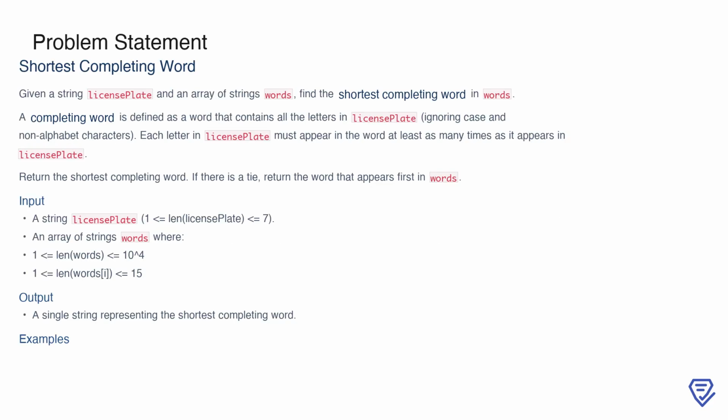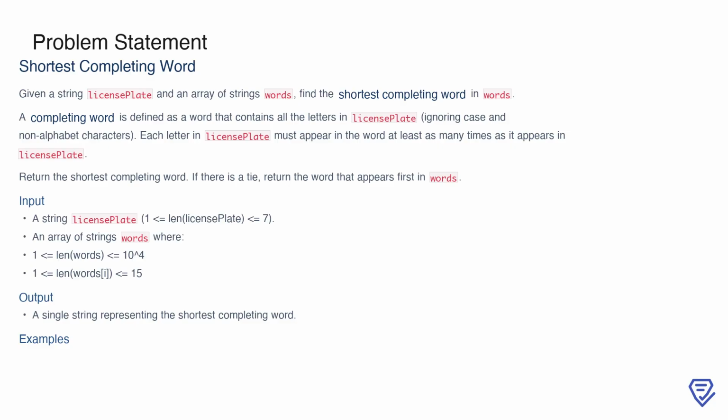In this problem, you are given a string called license plate and an array of words called words. Your goal is to find the shortest completing word from the array. A completing word is defined as a word that contains all the letters present in license plate, while ignoring case and non-alphabet characters. Importantly, each letter in license plate must appear in the word at least as many times as it appears in license plate.